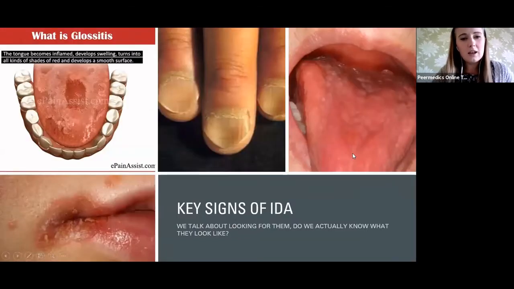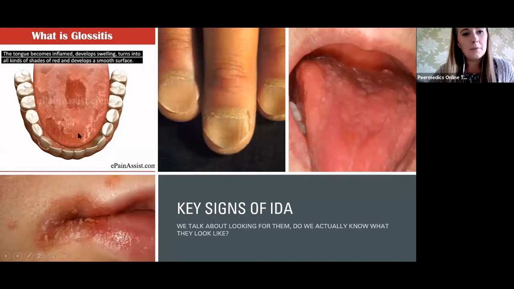There's a lot of key signs and symptoms that we get taught to look for on OSCE, but very often you're never really going to see them, because most people with iron deficiency, it's picked up quite quickly because they come in complaining of fatigue and then they start taking supplements. So I threw some pictures in just in case you didn't know what they look like.